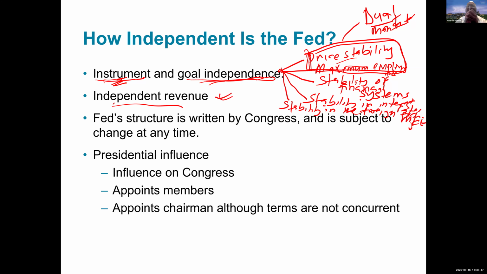They have an independent revenue source. I told you that the Fed structure was written by Congress and is subject to change at any time. Congress was the one who wrote the Federal Reserve Act in 1913 that created the Federal Reserve in the first place. So they could change it, but the good news is they have never done it.